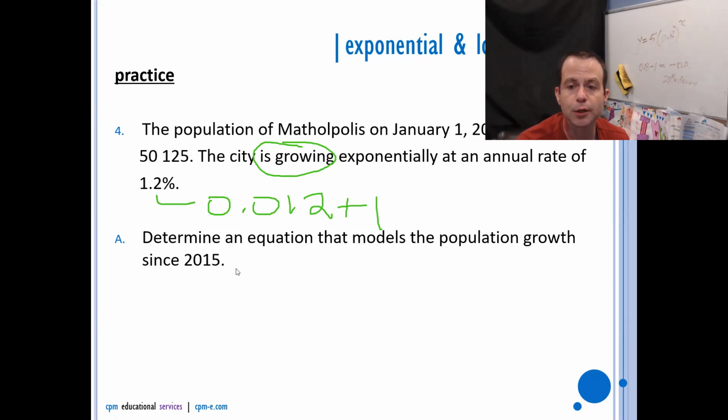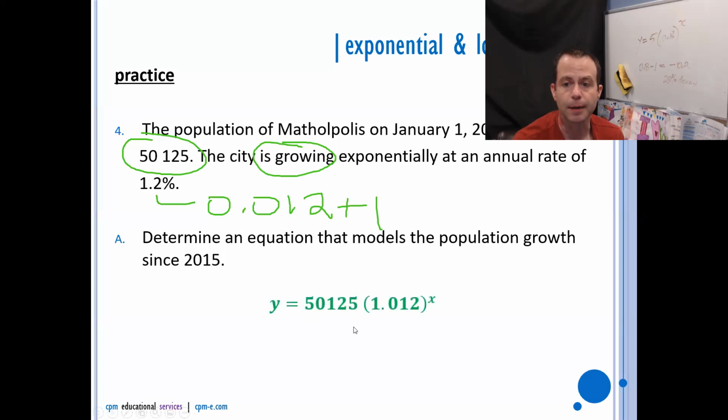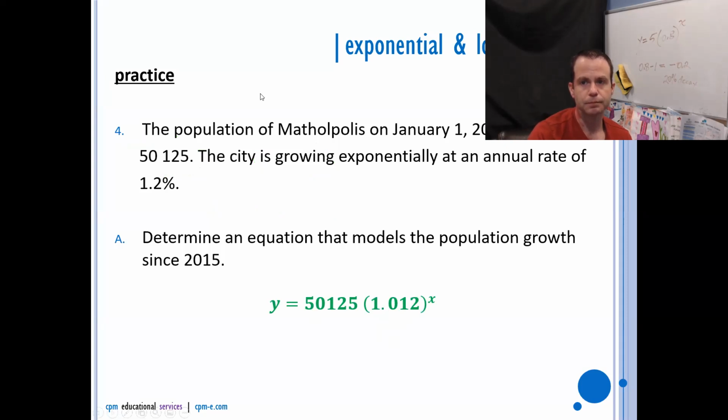So determine an equation that models the population growth since 2015. So I've got my A value here, my starting population, 50,125. And then I've got my growth rate of 1.012 to the X, okay?